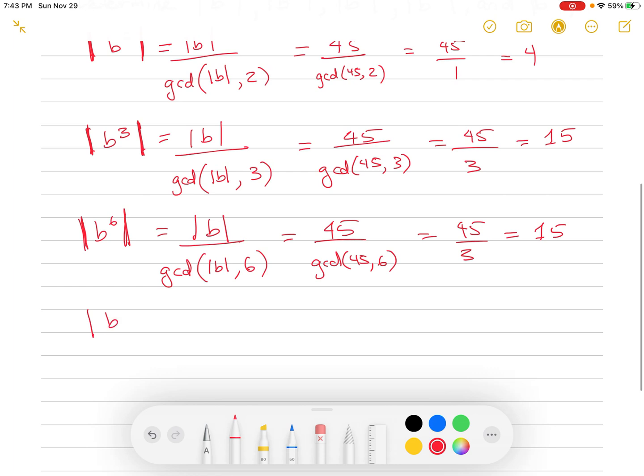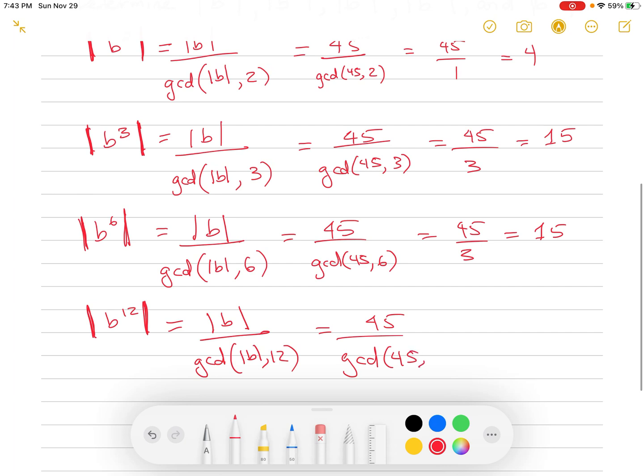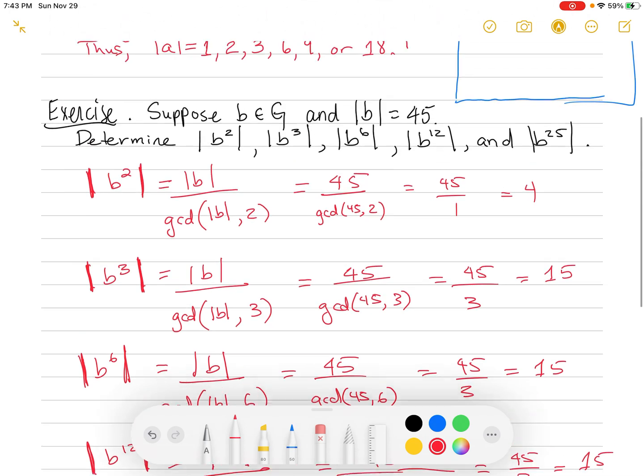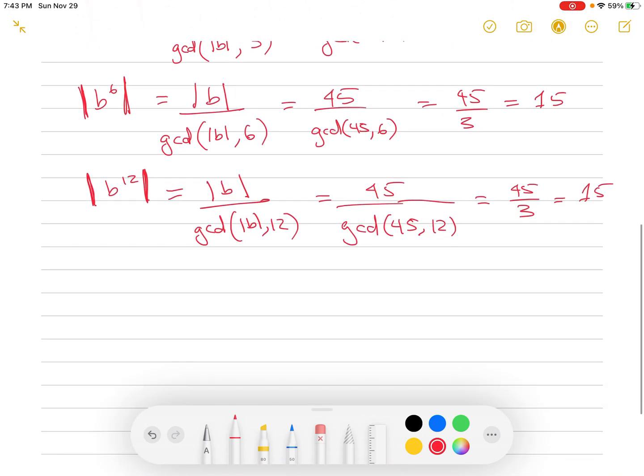15 is going to be the order of b to the 6th. B to the 12th. Let's find the order of b to the 12th. So it's the order of b divided by the greatest common divisor of the order of b along with 12. The order of b is 45. What's the greatest common divisor of 45 and 12? Again, that's going to be 3. So 45 divided by 3 is still 15.